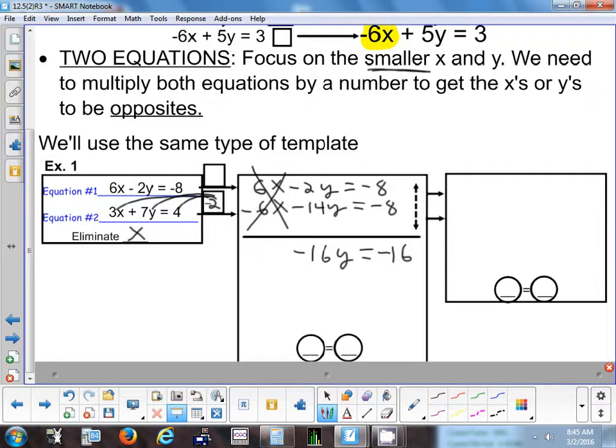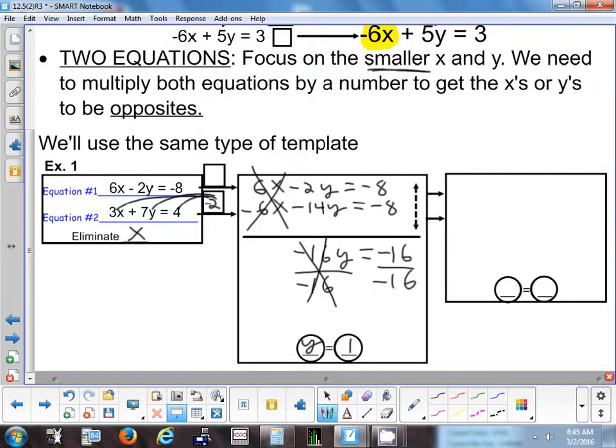What's my last step to get my answer? Victor. Do you divide? Yep, by? Negative 16. Good, negative 16. That's gone. And what's, Victor, what's negative 16 divided by negative 16? Positive 1. Good, positive 1. And then we plug it in. Yep, now we plug it back in.